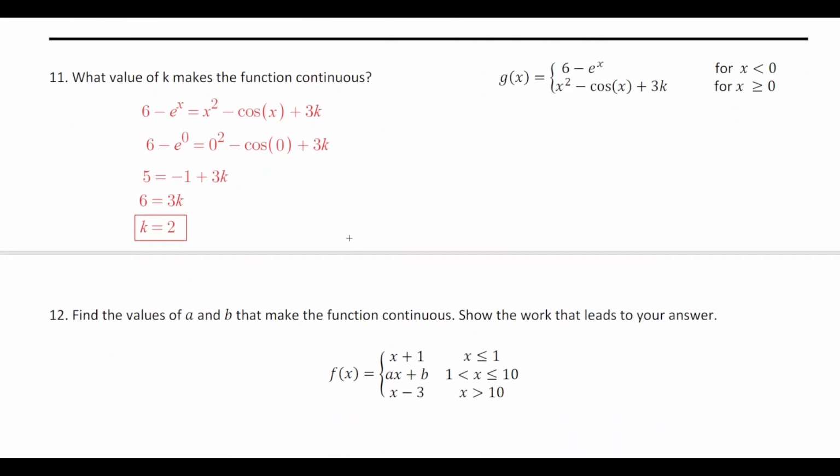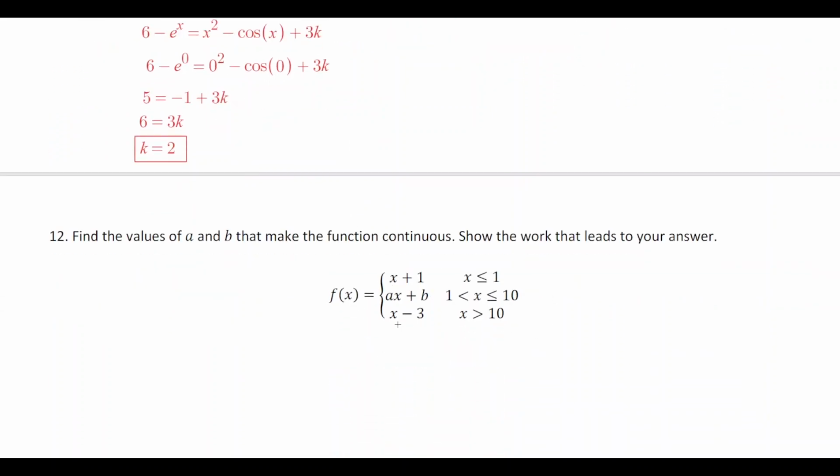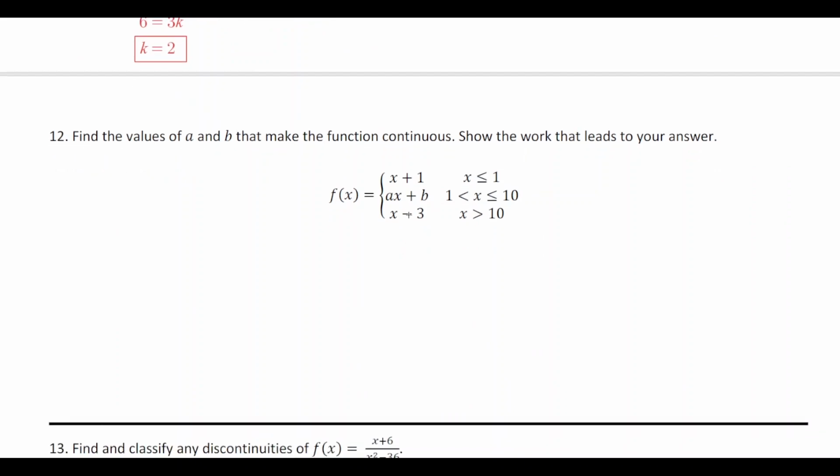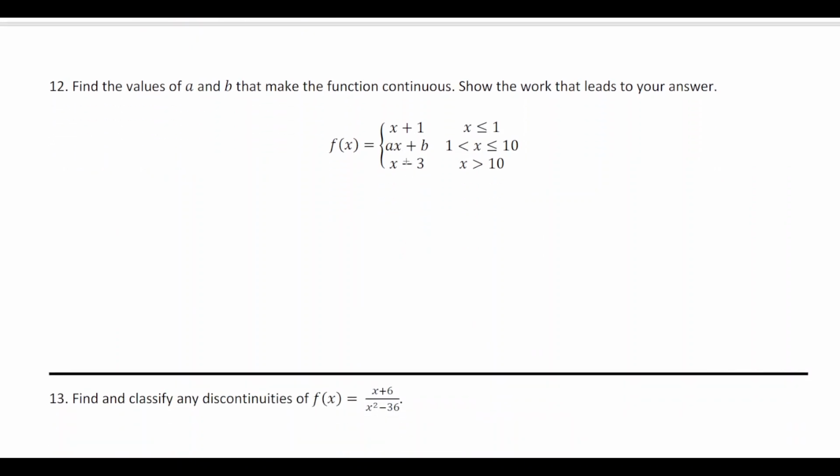Now, if you've got three pieces, you've got to do a similar thing where you want it to be continuous. We need the first piece to match up to the second piece, but we also need the second piece to match up to the third piece. So to solve this, we're actually going to need to set up two equations and solve it as a system of equations.